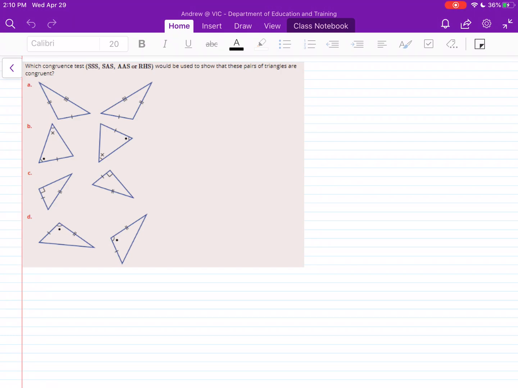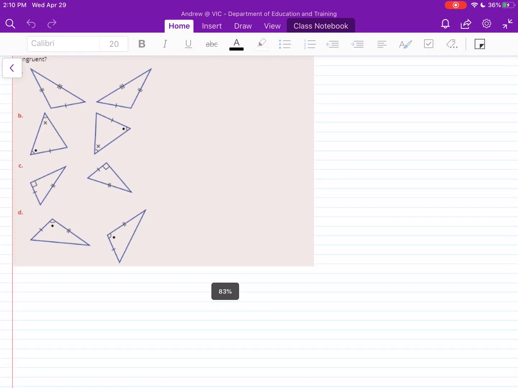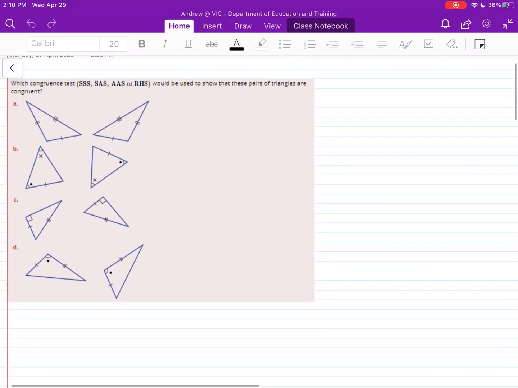Hi all, so in the video today we're going to be looking at congruence of triangles, and just this one specifically. We're going to be looking at the test for congruence, okay? So we'll just get into our question and have a look at it. So just zoom in a bit, sorry.